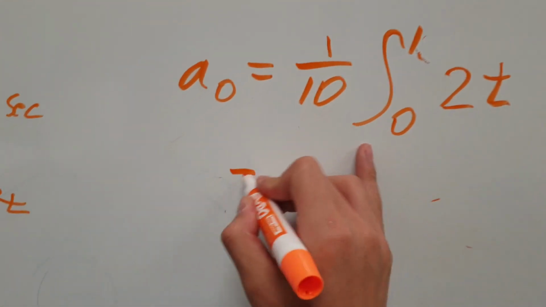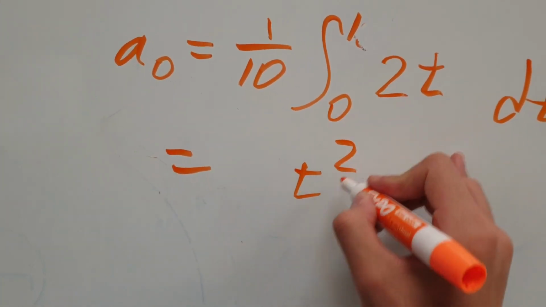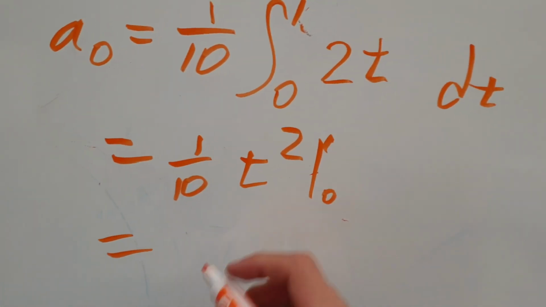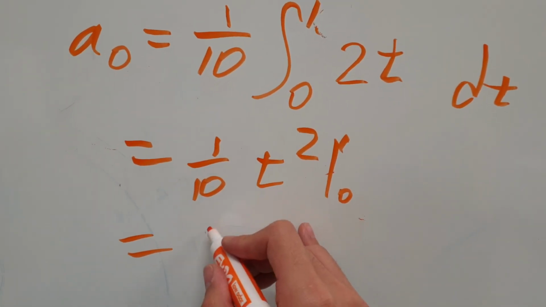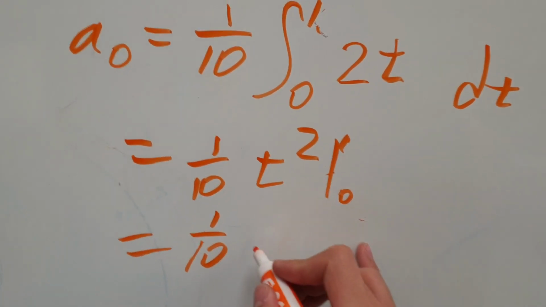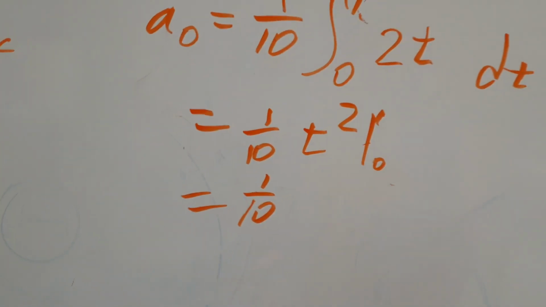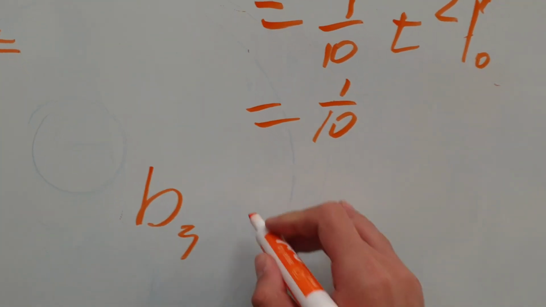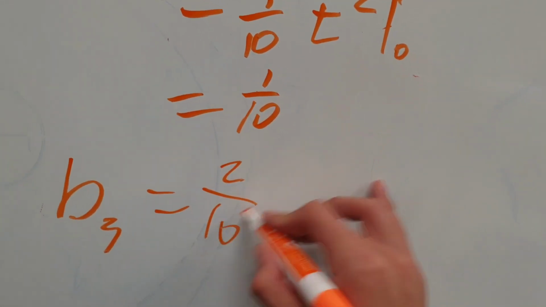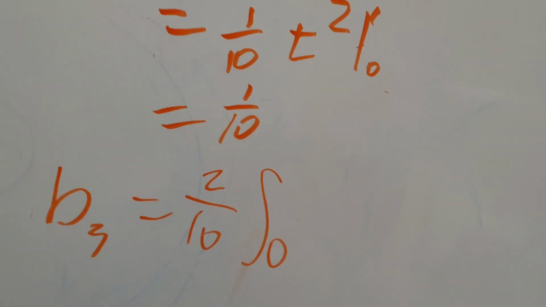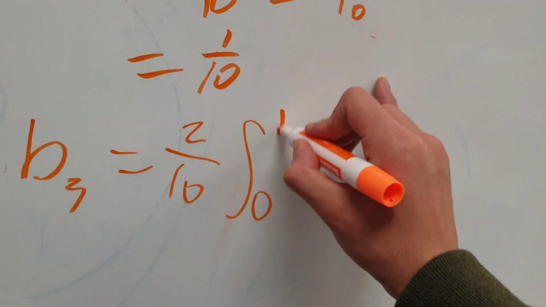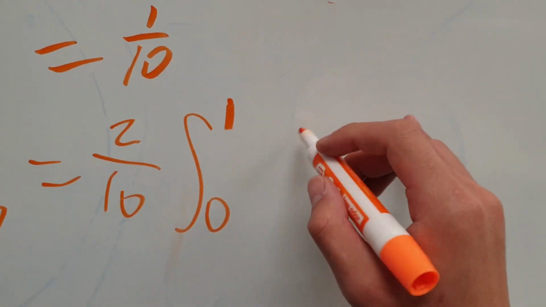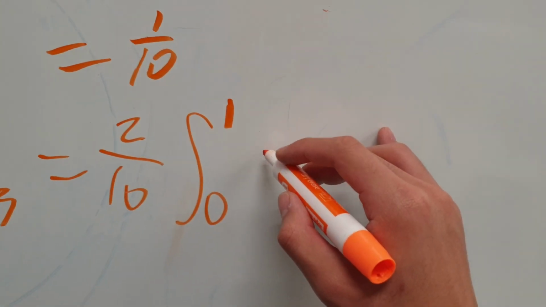And if you solve it out, t squared from 0 to 1, times 1 over 10, it's going to be 1 over 10 minus 0, so 1 over 10. And for Bn, or actually B3, it's going to be 2 over 10, integral from 0 to 1 instead of 10, for the same reason as A0, because after 1 it's going to be 0, so there's no point in calculating that.